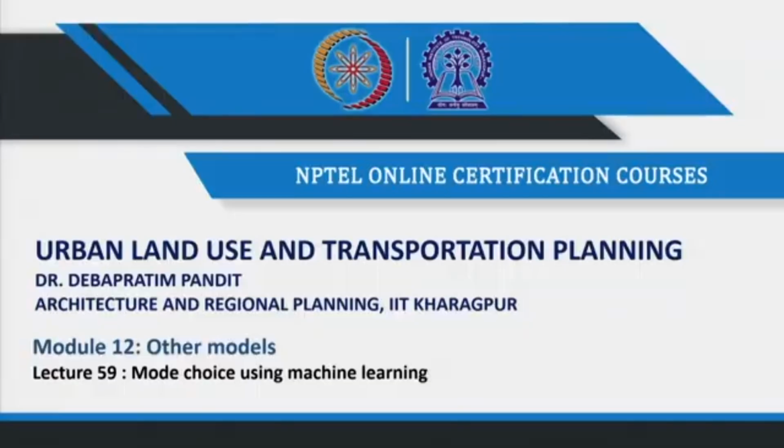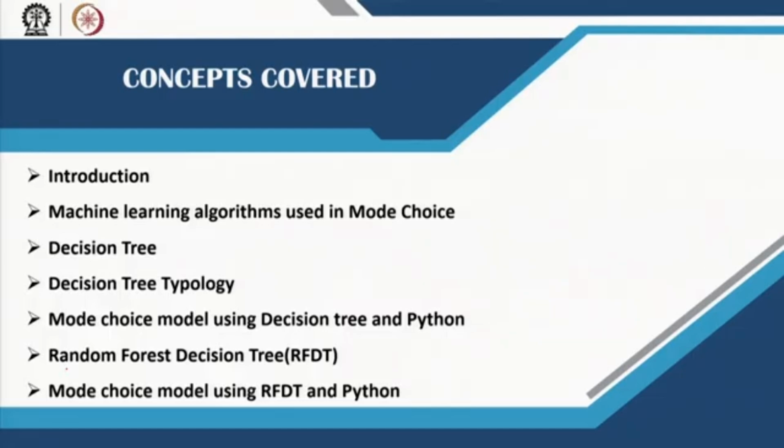Welcome back. In lecture 59, we will talk about mode choice models using machine learning. The different concepts that we will cover: we will introduce machine learning first, and then machine learning algorithms used in mode choice, and then we will look into the decision tree, different types of decision tree, and the mode choice model using decision tree and Python. We will also look into random forest decision tree, and then finally, we will do mode choice model using random forest decision tree and Python.